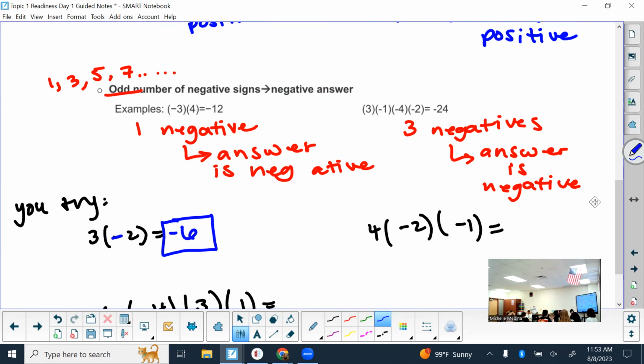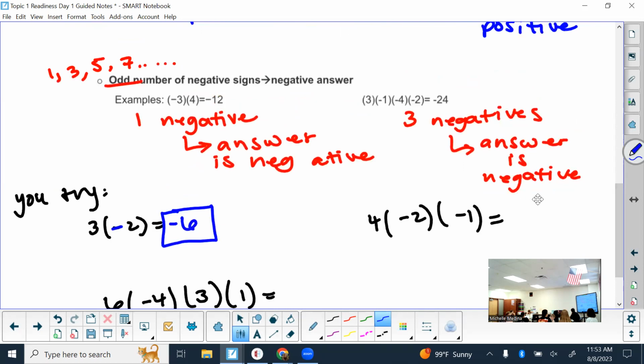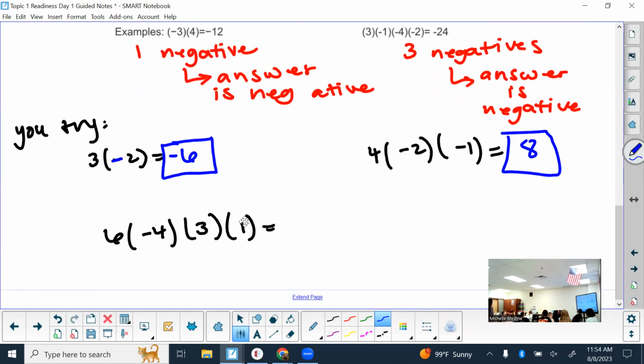All right, then let's see. Table 1, what about 4 times -2 times -1? 8, or positive 8? Class, agree, disagree? So we did like the multiplying the base numbers, 4 times 2 is 8, 8 times 1 is 8, and then there's 2 negatives, so my final answer should be positive. Easy.